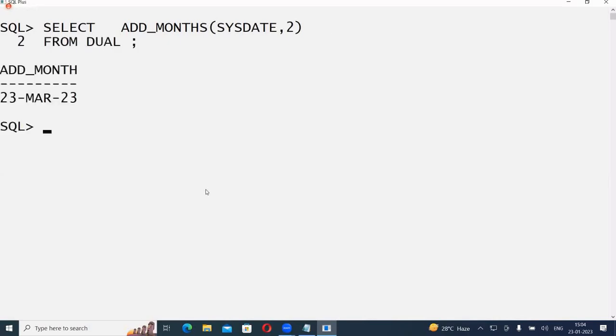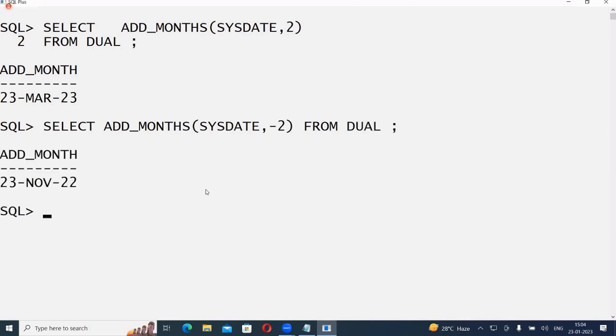Now select add_months(date) from dual. Then 2 months are added. Similarly, add_months(date, -2) from dual, 2 months subtracted, 23rd November. But I want to add years.